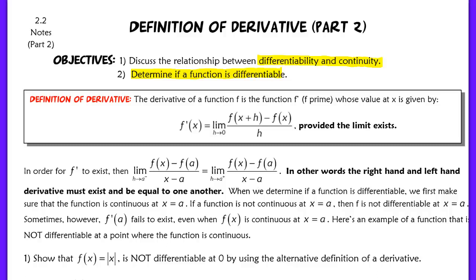We begin our lesson by looking at the definition of the derivative. This is what we looked at yesterday in our previous lesson. We say the derivative of a function f is another function we call f prime, whose value at x is given by the limit as h approaches 0 of the difference quotient here. Right next to this it says provided that the limit exists.